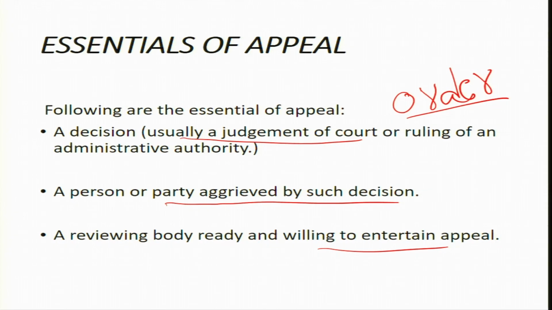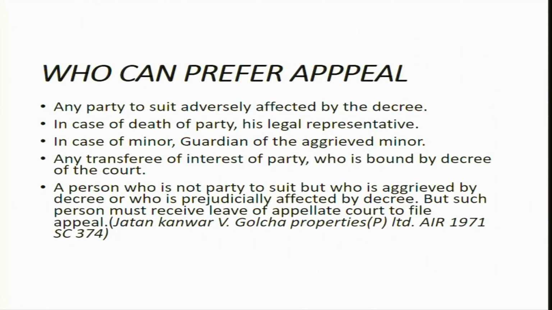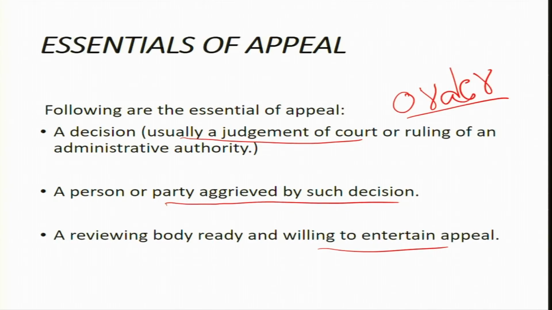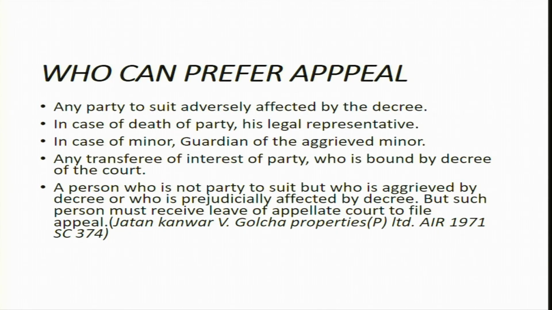Judgment as well as order, decree or order. Judgment means, subsequently you get the decree, which is why I have mentioned only judgment here, but you have to understand this means decree and order, and whosoever is the aggrieved party can approach the appellate court. Who can prefer an appeal? In case of death of a party, his legal representative also, and any party to the suit adversely affected by the decree. In case of a minor, the guardian of the aggrieved minor can approach the appellate court, because there must be some locus standi, otherwise the court will not entertain your appeal.